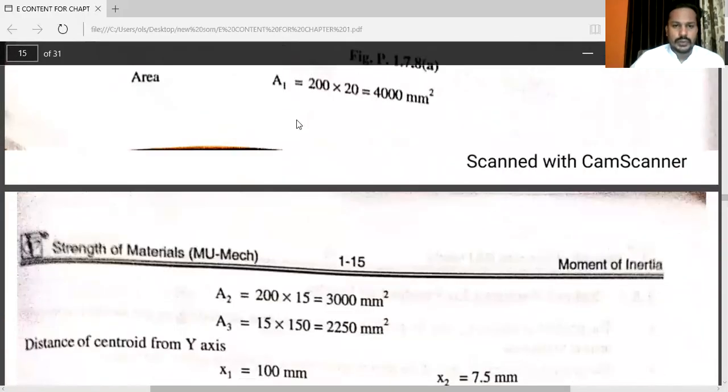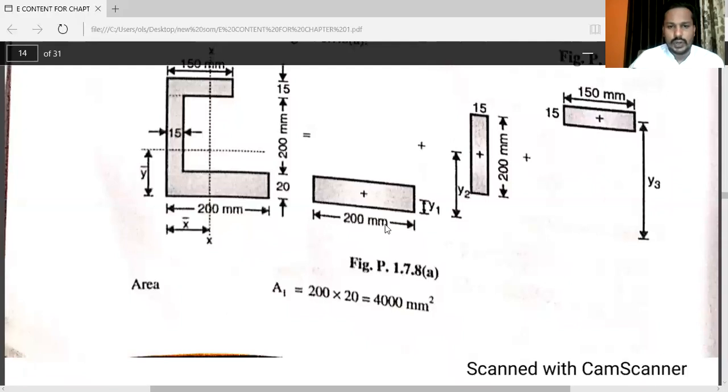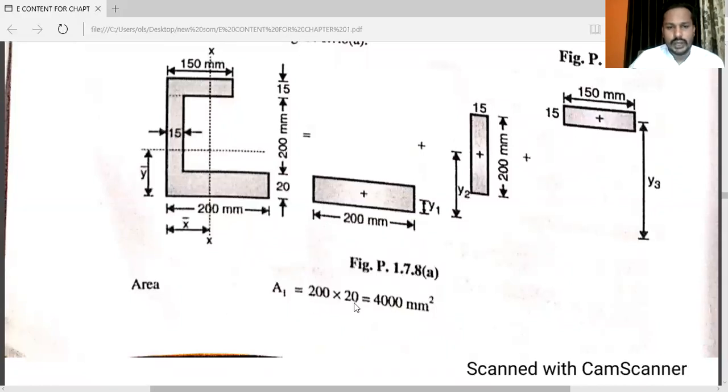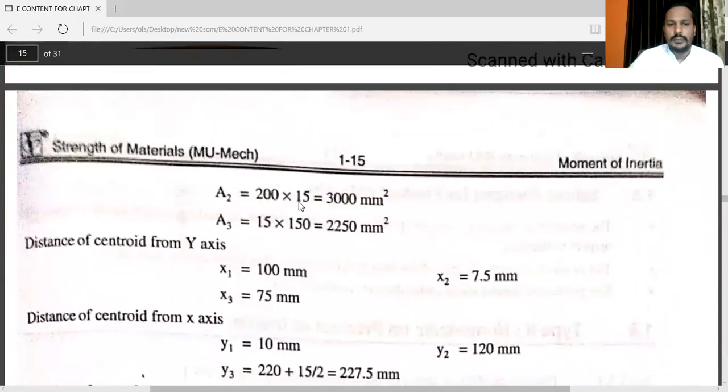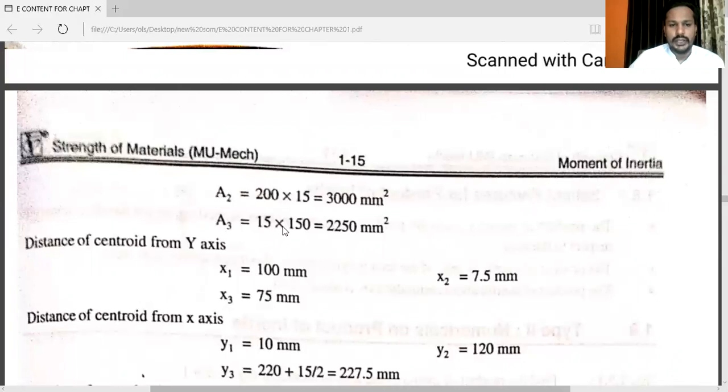So first of all, you have to calculate area 1, area 2, and area 3. For first rectangle, the area is 200 into 20. So we will put the value of base and depth, 200 into 20, that is 4000. The dimensions are in mm, so it will be mm square. For the second, again the base is 15, height is 200. So A2 will be 15 into 200, the answer will be 3000 mm square. A3 will be 15 into 150, that is 2250 mm square.